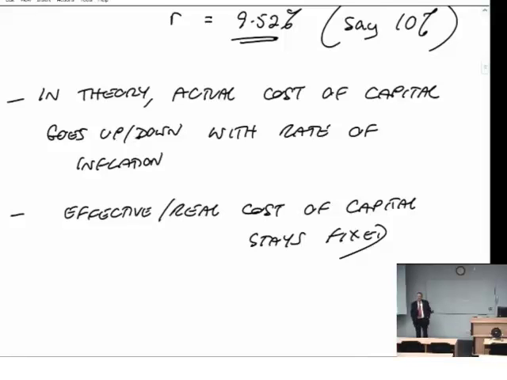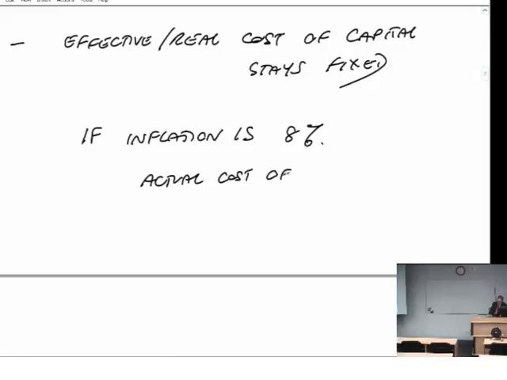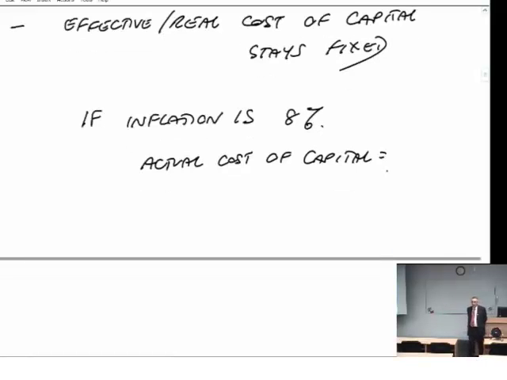Tell me, please, because he could ask this, for the question we've just done, tell me, if inflation turned out to be 8%, what would be the actual cost of capital? Think about it. For the same question, and obviously in theory, if the inflation were 8% instead of 5%, what would happen to the cost of capital? Rise. Well, yes, but I want a figure. The cost of capital would be higher, but what would it be?